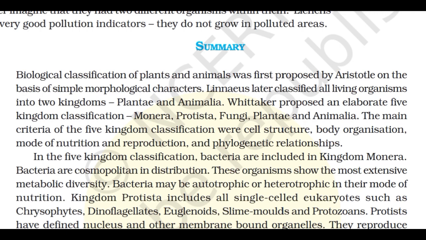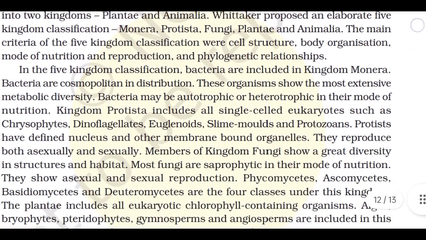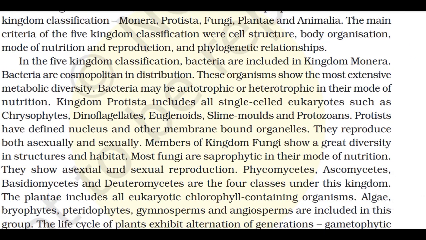Bacteria are cosmopolitan in distribution. These organisms show the most extensive metabolic diversity. Bacteria may be autotrophic or heterotrophic in their mode of nutrition. Kingdom Protista includes all single-celled eukaryotes such as chrysophytes, dinoflagellates, euglenoids, slime molds, and protozoans. Protists have a defined nucleus and other membrane-bound organelles. They reproduce both sexually and asexually.